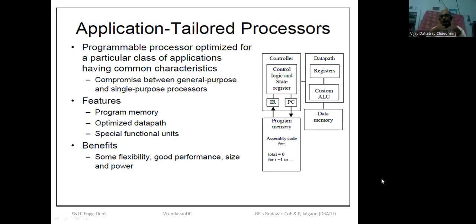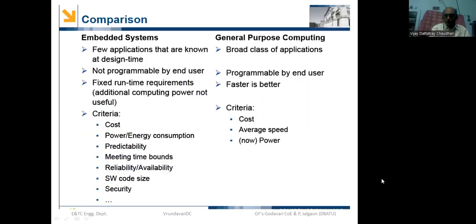Application tailored means application oriented. The user can program this processor as per his requirement. It is a programmable processor optimized for a particular class of applications. This is actually a compromise between the general purpose and the single purpose processor. It has program memory, optimized data path, and special function units. The benefit is somewhat of flexibility as compared to general purpose computing, good performance, and size and power in an optimized manner. So these are the embedded processors which are suitable for embedded system development.